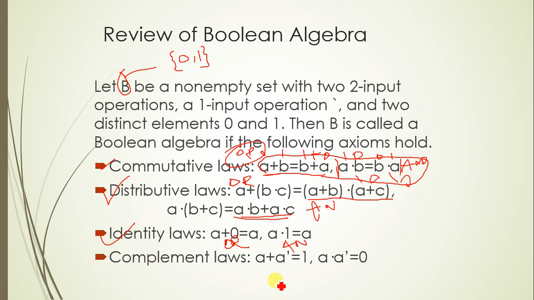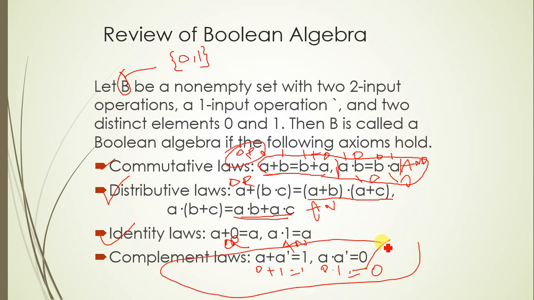Complement law, that means A plus A complement is equal to 1, whereas A into A complement is 0. Let us check it. A is equal to 0, so 0 plus 1 is equal to 1. That is very much proved. Similarly, if you take it the reverse way also, it is possible. You just apply the same thing here. A is equal to 0, A complement is 1, so 0 into 1 will be equal to 0. So this is basically the complement law.